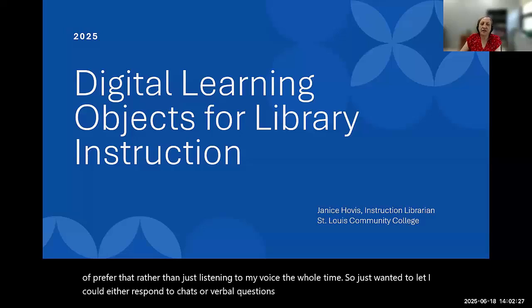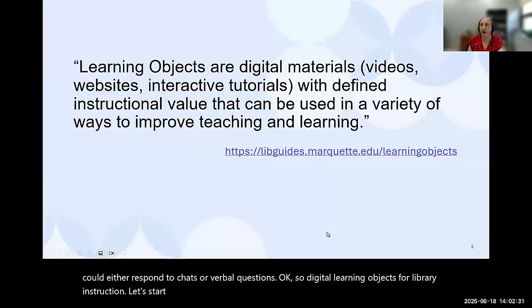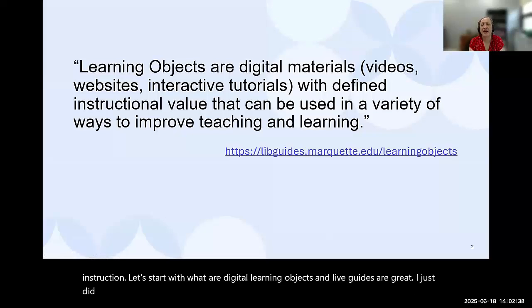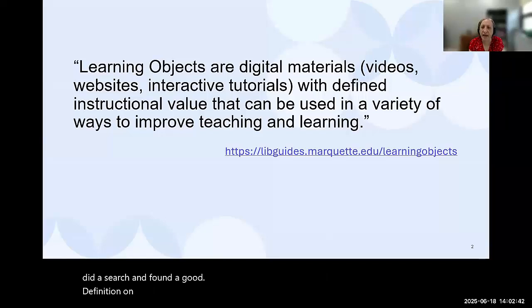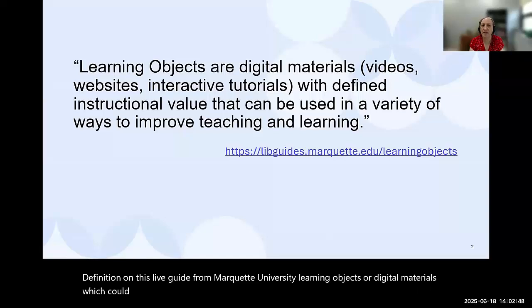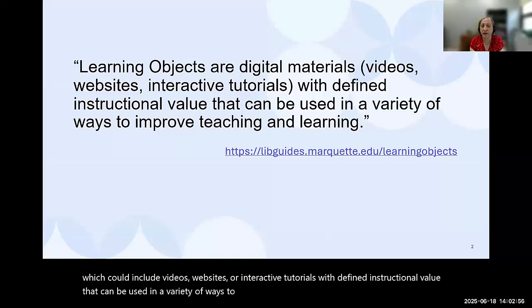Okay, so digital learning objects for library instruction. Let's start with what are digital learning objects. And LibGuides are great. I just did a search and found a good definition on this LibGuide from Marquette University. Learning objects are digital materials, which could include videos, websites, or interactive tutorials with defined instructional value that can be used in a variety of ways to improve teaching and learning.